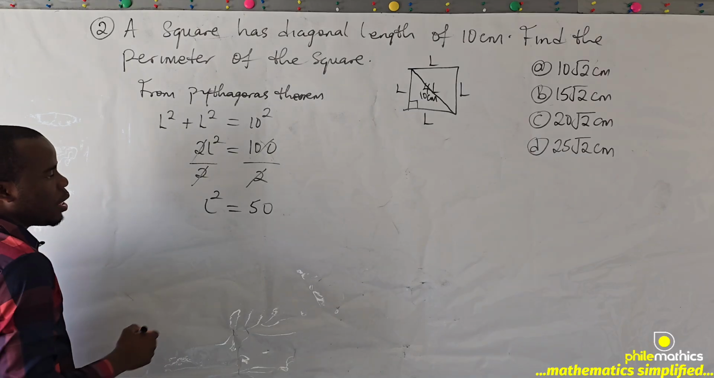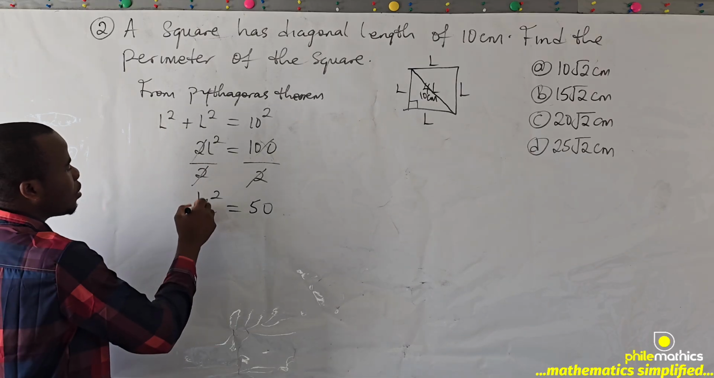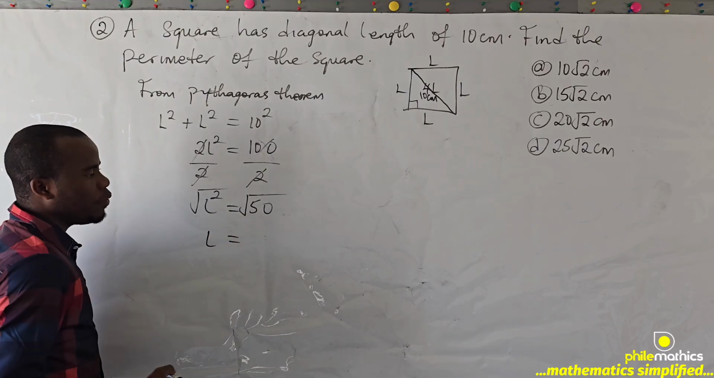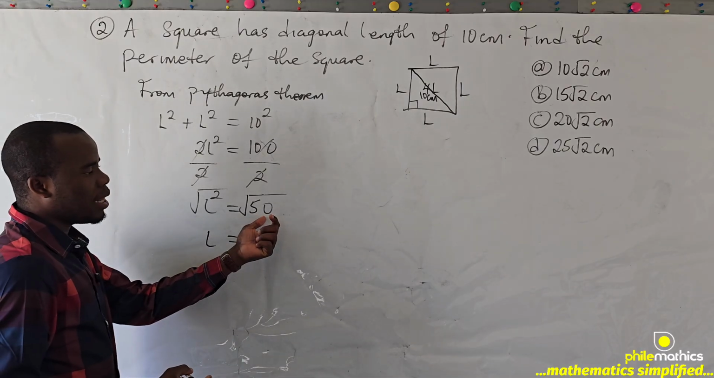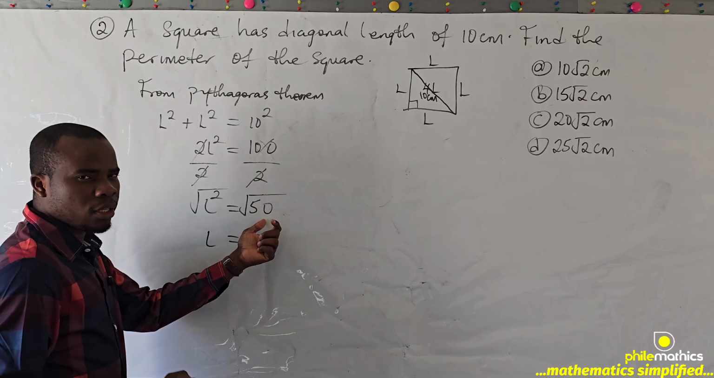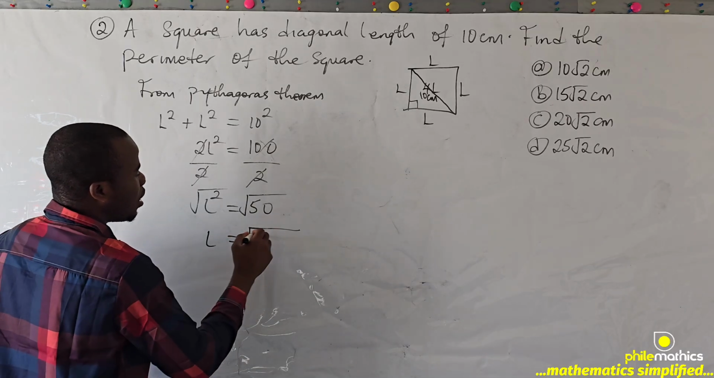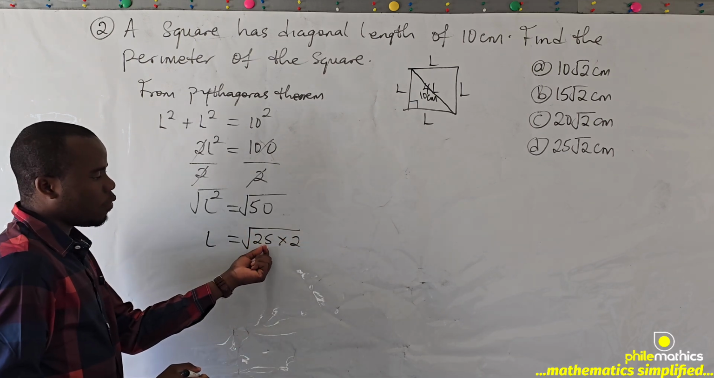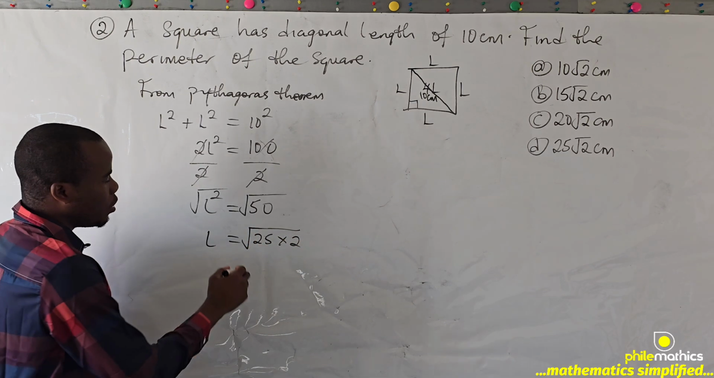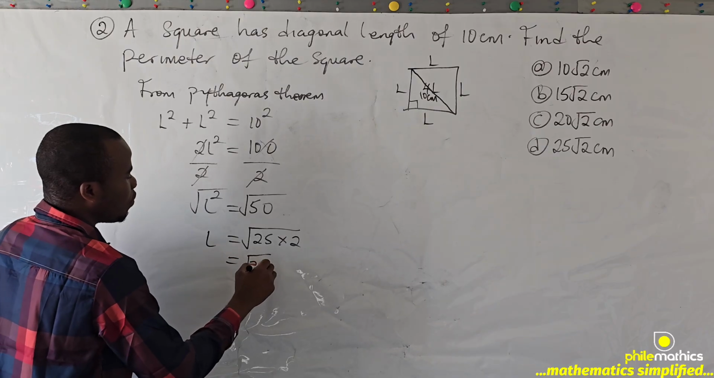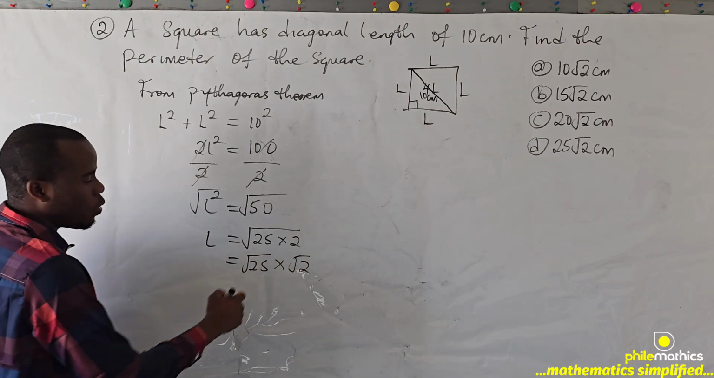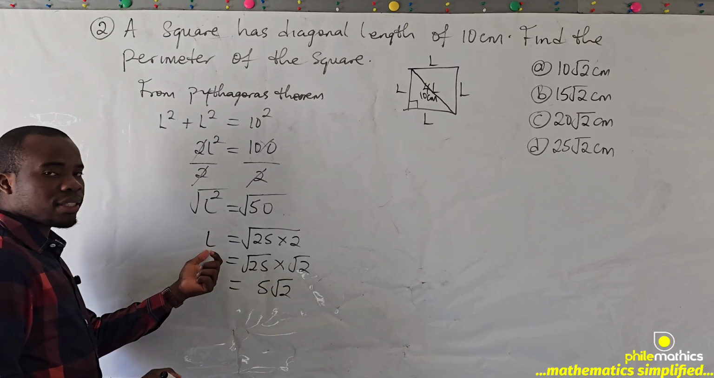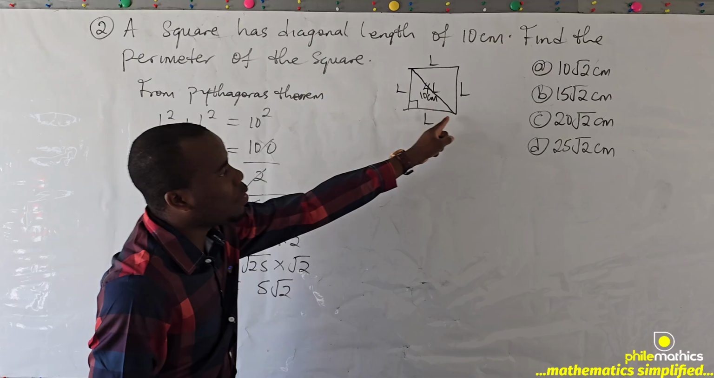So at this point, I take square root of both sides. So I have my L to be square root of 50. But you ask yourself, what is the largest perfect square in 50? It's 25. So I can split this as 25 times 2. And I can take the square root of the product of individual terms. So this is square root of 25 times square root of 2. Square root of 25 is 5 times root 2. So this is the length of one of the sides.